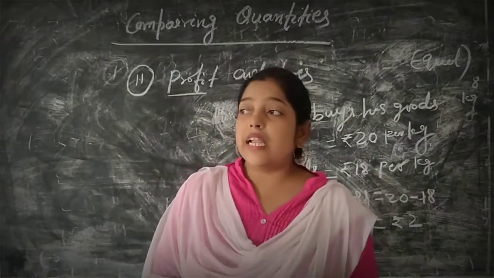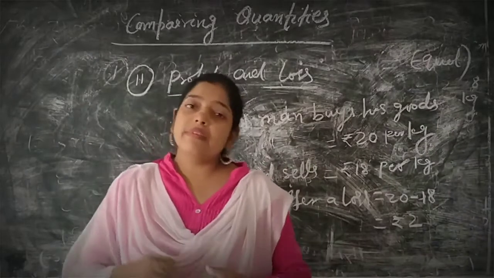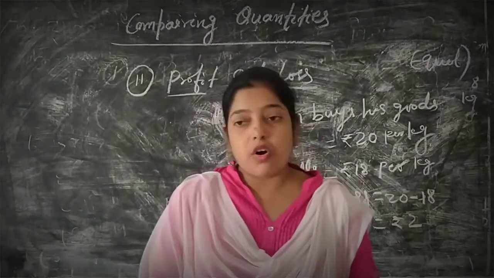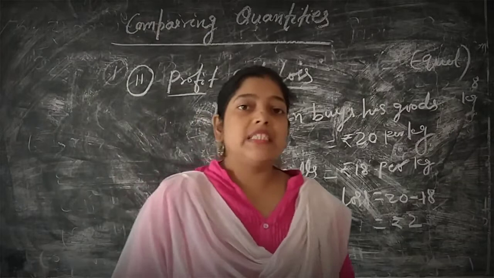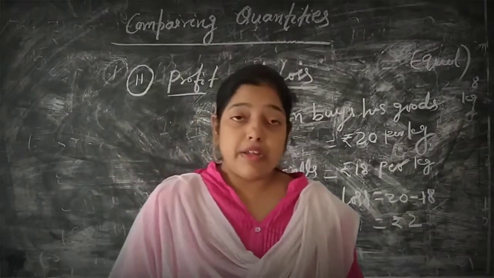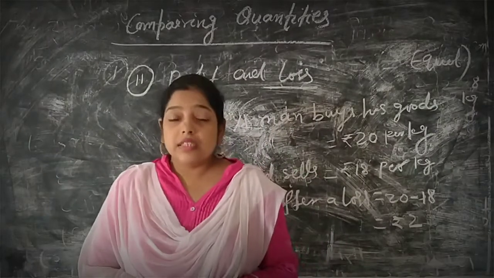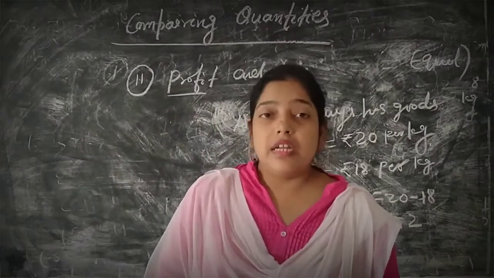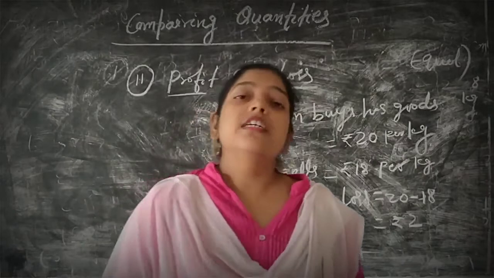So what is the selling price? How can we say what is called the selling price and the cost price? A simple example: if a person buys anything, that is called the cost price.